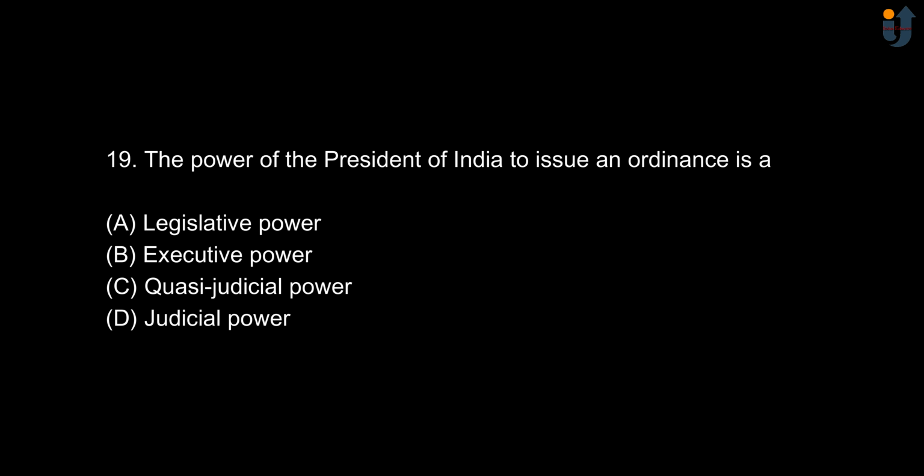Next, the power of the President of India to issue an ordinance is a option A, legislative power, option B, executive power, option C, quasi-judicial power, and option D, judicial power. The correct option is option A, legislative power.